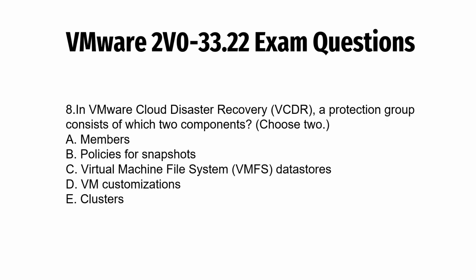8. In VMware Cloud Disaster Recovery (VCDR), a protection group consists of which two components? Choose two. A. Members. B. Policies for snapshots. C. Virtual Machine File System (VMFS) datastores. D. VM customizations. E. Clusters.